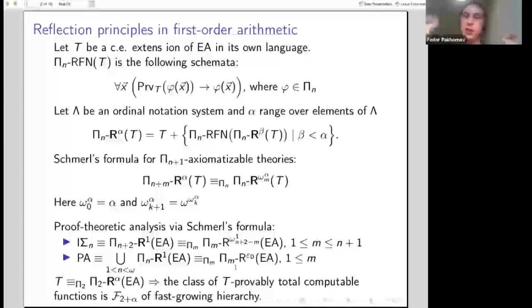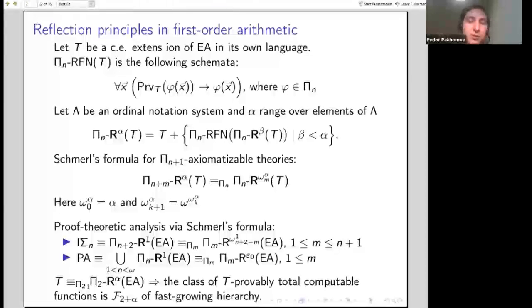So it provides us these classes of fast-growing computable functions indexed by ordinals, and then we want to associate a given theory with a particular ordinal such that the provably total computable functions of the theory coincide with the corresponding level of the fast-growing hierarchy. And basically, the point now is that the provably total computable functions of alpha time iterated Π_2 reflection over theory A are precisely the 2 plus alpha level of the fast-growing hierarchy.